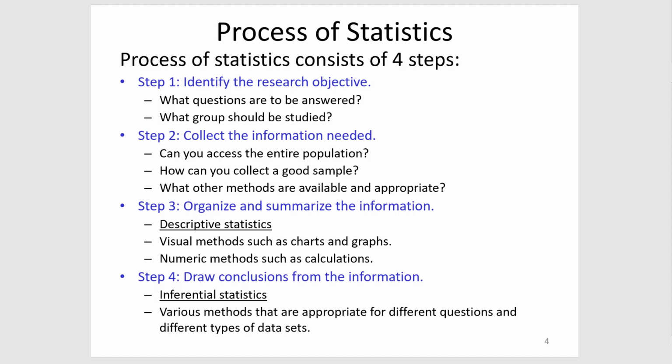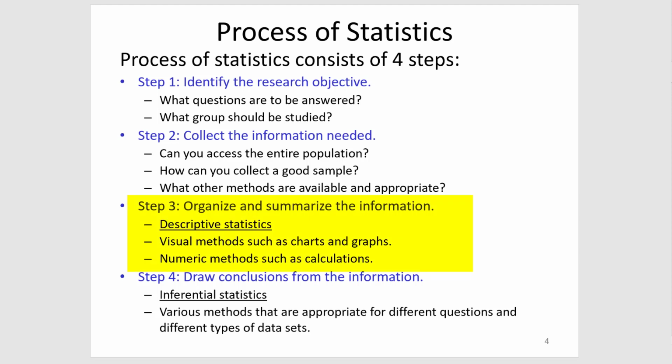Once we determine all that, then we can collect the information needed. Now, can we access the entire population? Well, if we can't, we'd have to get a good sample. And how we get that sample, we have to think about our situation. Now, once we collect the information needed, we then have to organize and summarize that information.